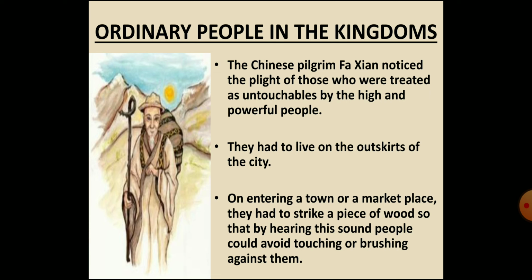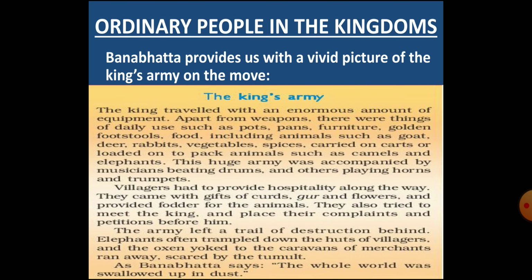Fahian mentions in his account that if an untouchable entered a town or a marketplace, he had to strike a piece of wood on the ground so that people could hear the sound and thus could avoid touching or brushing against that untouchable. Even the biographies also help us to know the life of the ordinary people.